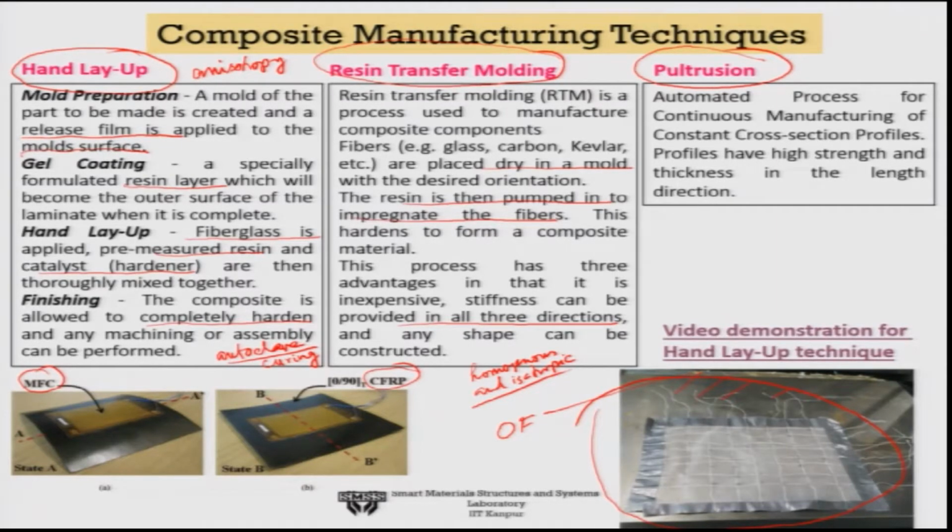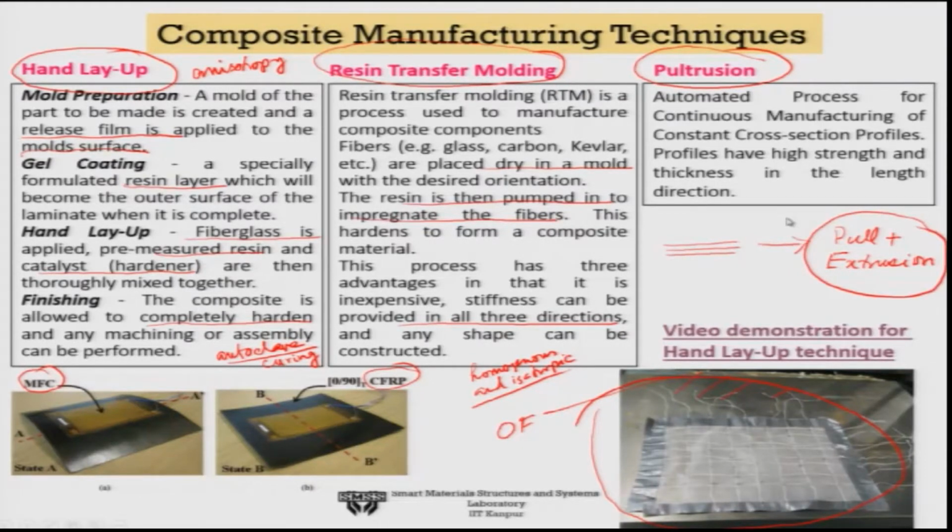Now, that is about resin transfer molding. There is another automated process which is called pultrusion, and in this particular process they actually have the fibers which get pulled. So, pultrusion is actually pull plus extrusion, that is what we will call pultrusion.